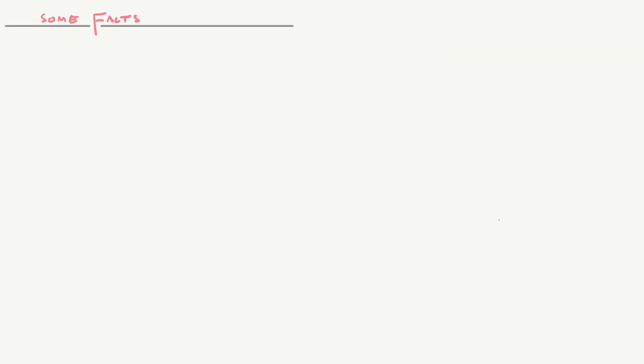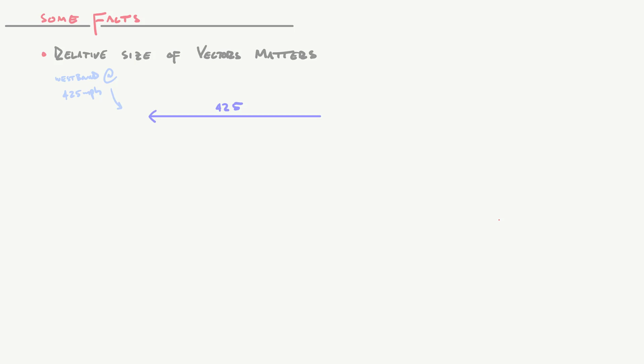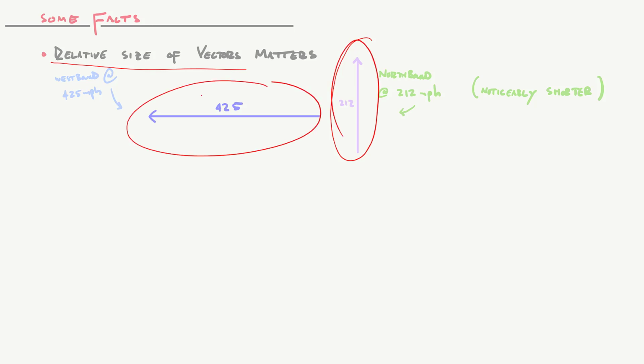All right, now there's some cool facts about vectors. The first one is that relative size for vectors matters. So, you know, we had this westward bound plane at 425 miles per hour. Let's say that we also wanted to put in this same picture a northbound plane that's traveling 212 miles per hour. Well, it is visually going to be shorter, right? That's what I mean by relative size of vectors matters. This is a smaller length than this because it's traveling at a smaller speed. So relative size is definitely something that matters, right?